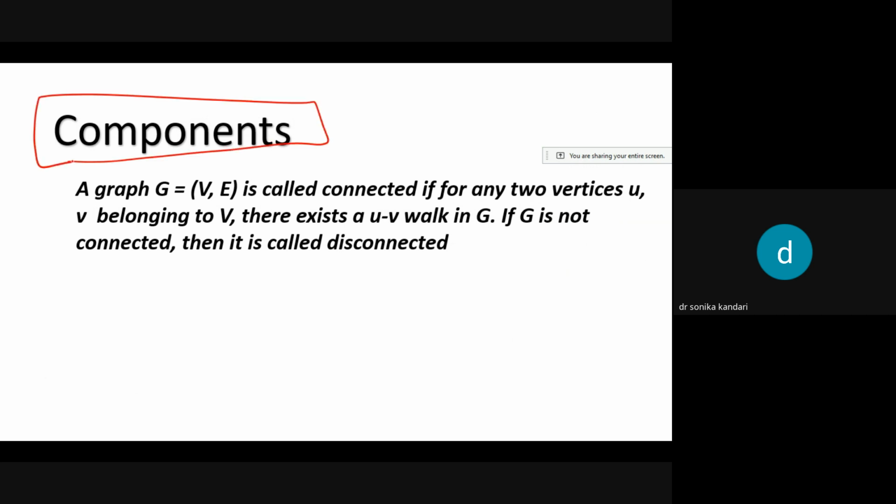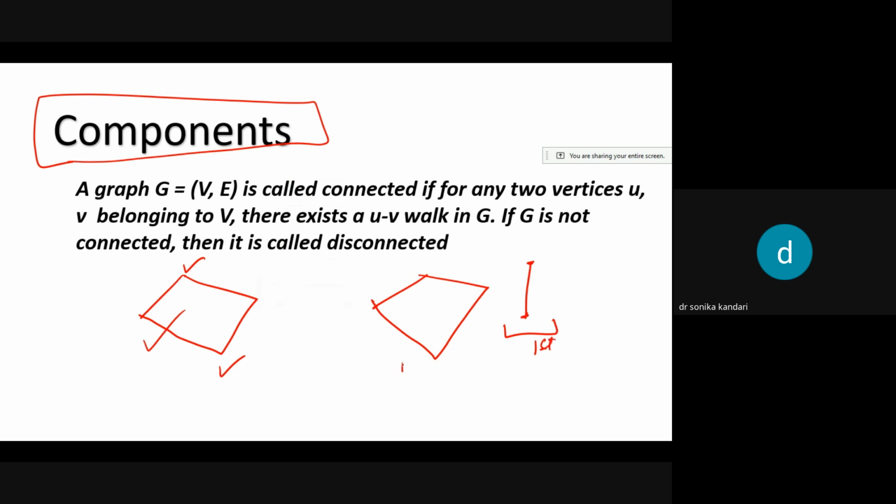What are the components of a graph? Who will tell what are the components of a graph? Vertices and edges. Yes. Suppose this is a graph. Here all the components are connected. And suppose this is another graph. It has two components which are disconnected. Is it clear? And here all the components are connected.